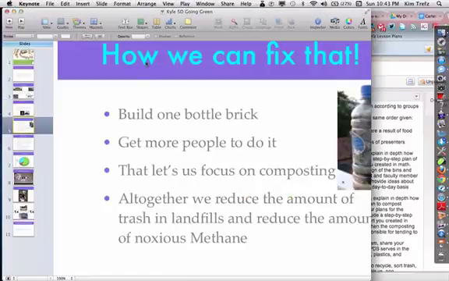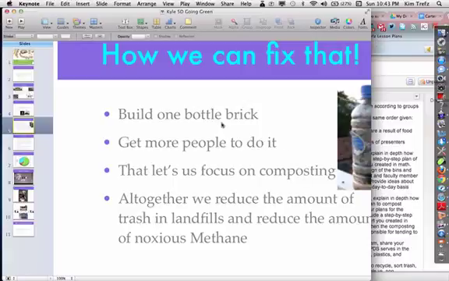All right, so how can we fix that? And that would be a question mark instead of an exclamation. Build one bottle brick, get more people to do it. That lets us focus on composting. Altogether, we reduce the amount of trash in landfills and reduce the amount of methane. Now, I'm seeing you capitalize methane. Maybe it's supposed to be. I wasn't aware that methane was capitalized, but maybe so. But please look into that.